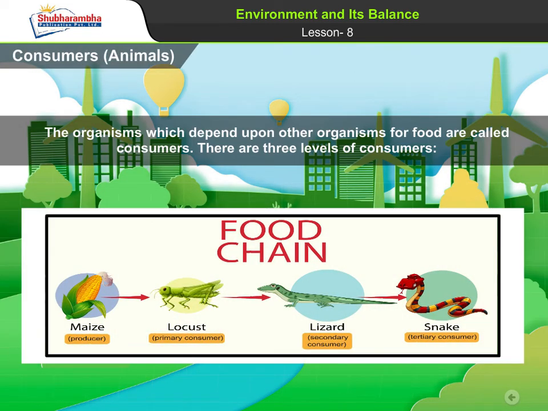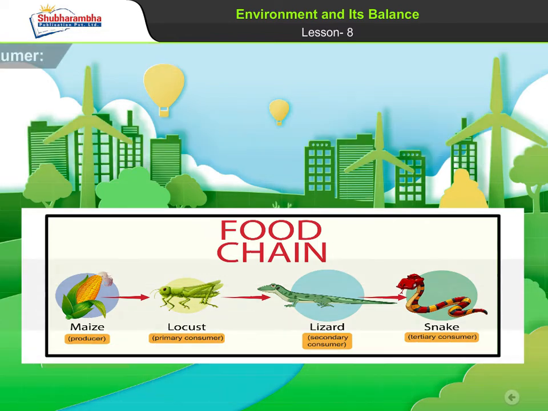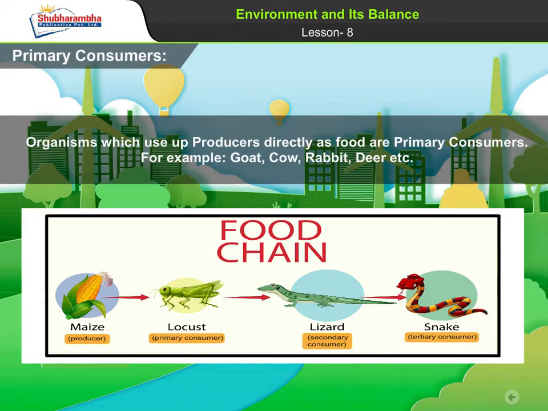Consumers, animals. The organisms which depend upon other organisms for food are called consumers. There are three levels of consumers. Primary consumers. Organisms which use up producers directly as food are primary consumers. For example, goat, cow, rabbit, deer, etc.